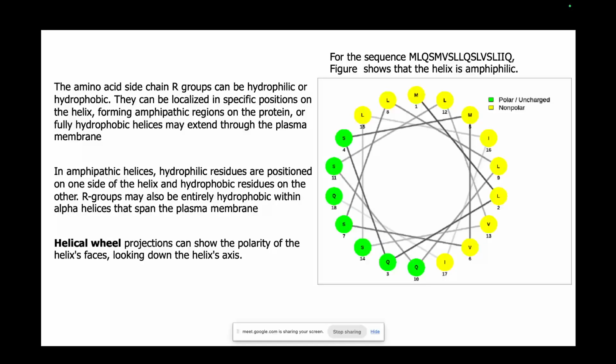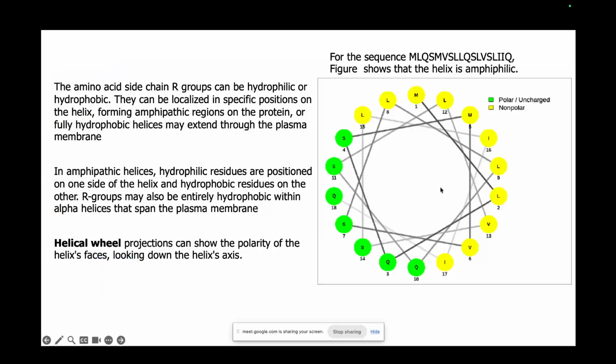So in amphipathic helices, where you have both hydrophobic and hydrophilic residues, the hydrophilic residues are positioned on one side of the helix. So it's a helical structure, like a ladder-like structure if you twist it. There will be amino acids on one side, and there will be amino acids on the other side, right? So on one side it is going to be hydrophilic, and the hydrophobic residues will be present on the other side. And the R groups may also be entirely hydrophobic within the alpha helices that span the plasma membrane.